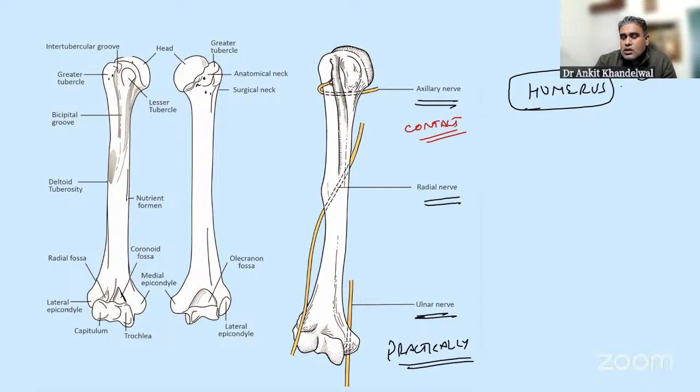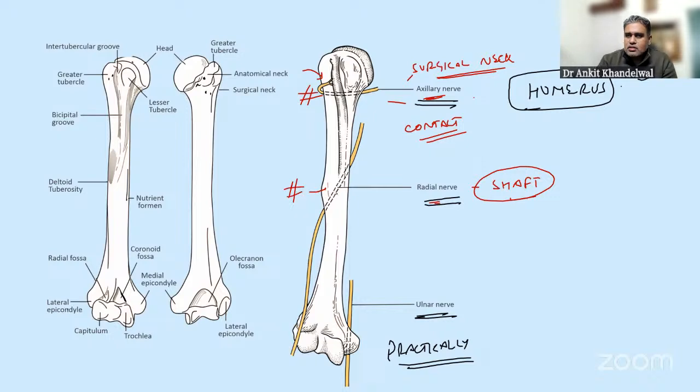So what is the problem? The problem over here is that, for example, the axillary nerve is close to the surgical neck of the humerus. What part? Surgical neck, or the upper part of the humerus. So if there is a fracture in this particular bone, this nerve is prone to be damaged. Similarly, the radial nerve is close to the mid shaft of the humerus. So if there is a fracture in this mid shaft, and it is common, then there can be problems with the radial nerve.